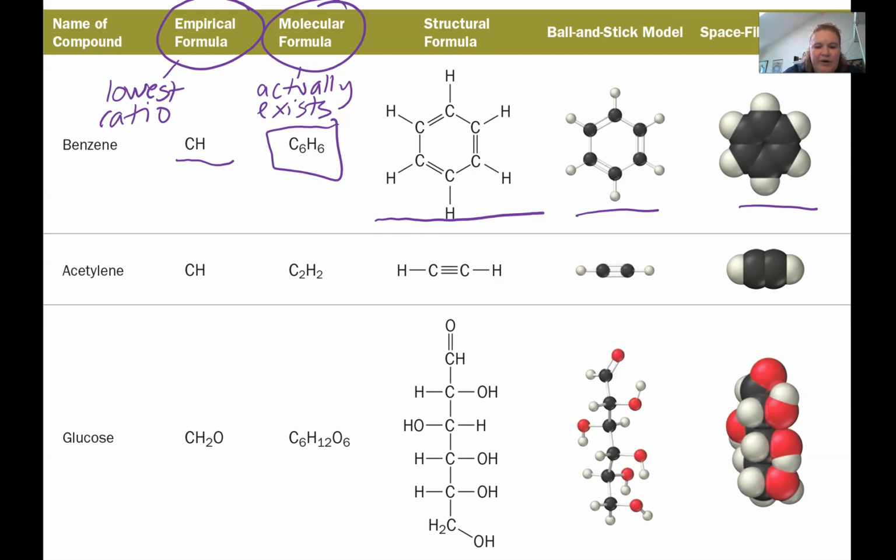Let's look at the bottom one on here, glucose. So the formula for glucose is C6H12O6, and all of that can be divided by 6. So our empirical formula is CH2O. And then we have our very long structure here for the structural formula, and that ball and stick model, and the space filling model.